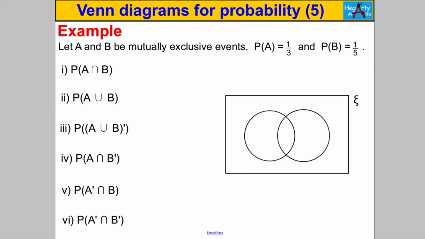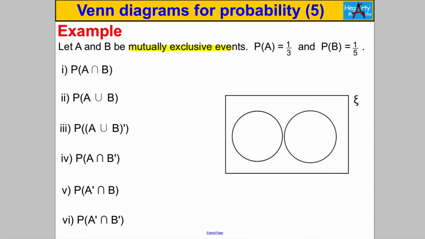Well, in this question, we are told that they are mutually exclusive, so they must have no intersection or no overlap. So I should have drawn the diagram like that. So why don't I label this A and this one B like that? The probability of A we can put inside this circle is a third. The probability of B we can put inside this circle is a fifth. Now the other region we should assign a probability to is everything outside A or B. Now how do we work that out?